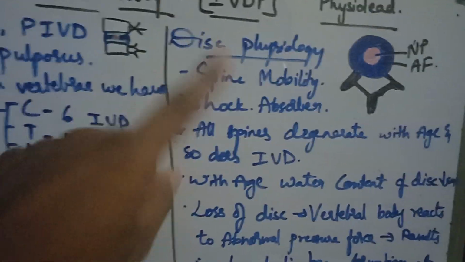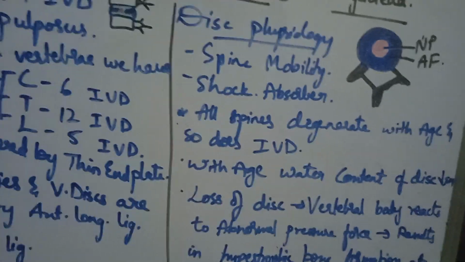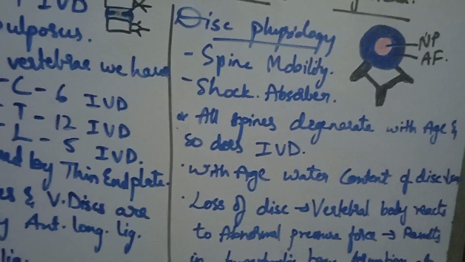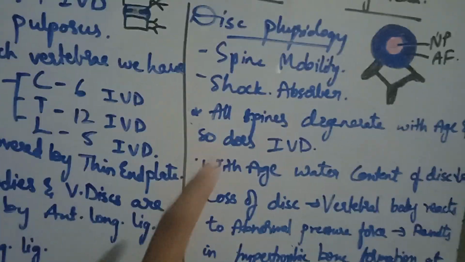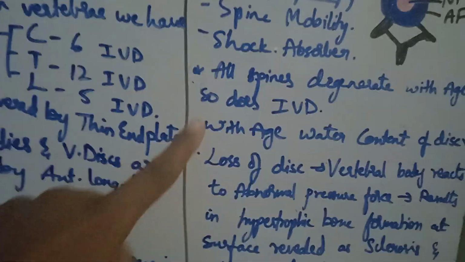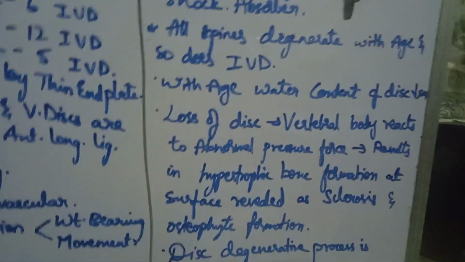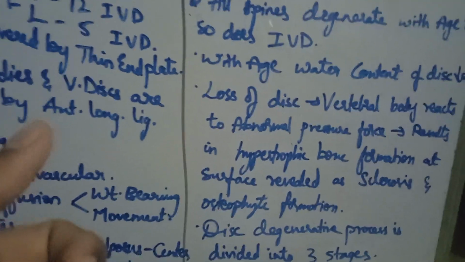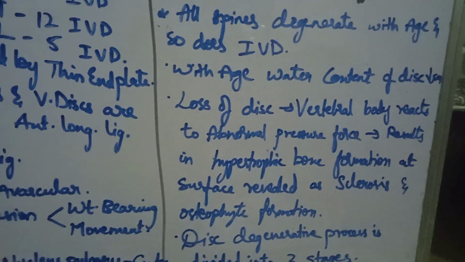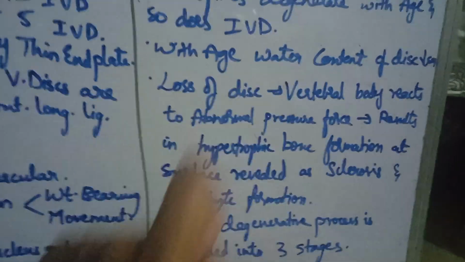All spines degenerate with age, right? As the age increases, disc degeneration as well as spine degeneration starts. With age, the water content in the disc also decreases. So when there is a loss of disc, our vertebral body, which is a bony prominence, will react to the abnormal pressure. Before, when the disc was normal, the disc used to take the pressure, but now the vertebral body takes the pressure, so abnormal pressure force will be developed.